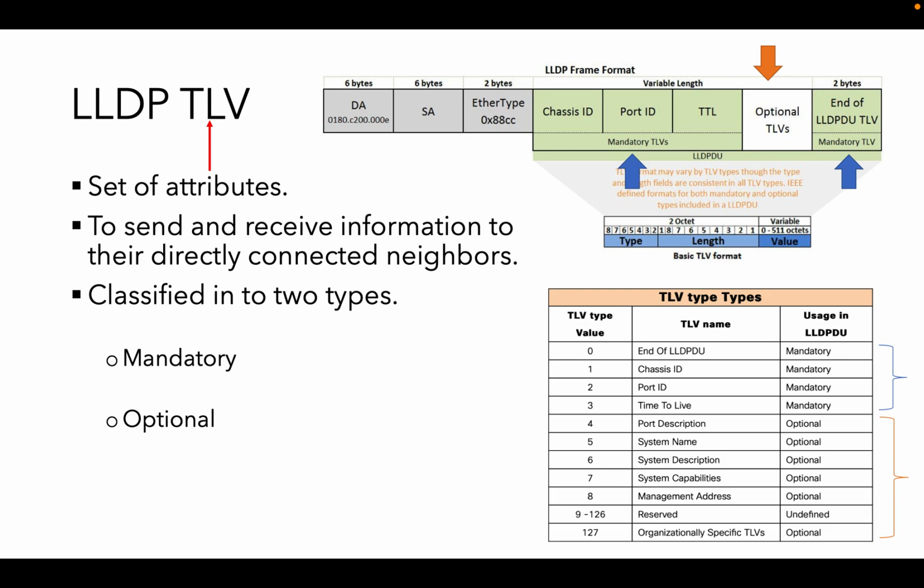LLDP PDUs, or protocol data units, are sent inside an Ethernet frame as shown on the top right, and are identified by the destination MAC address. The address is 0180C200000E, and also the EtherType, that is 0x88CC.